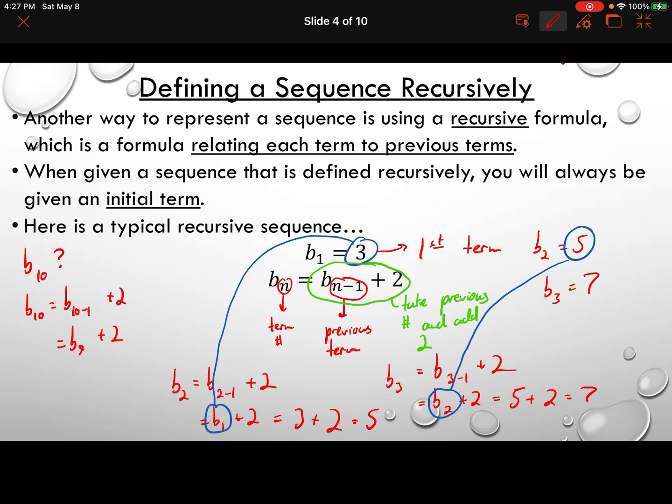As opposed to an explicit formula, which we saw a couple slides ago, where you would just plug in 10 and calculate, and you would have your answer. So as you can see, there is a disadvantage to using this recursive sequence.